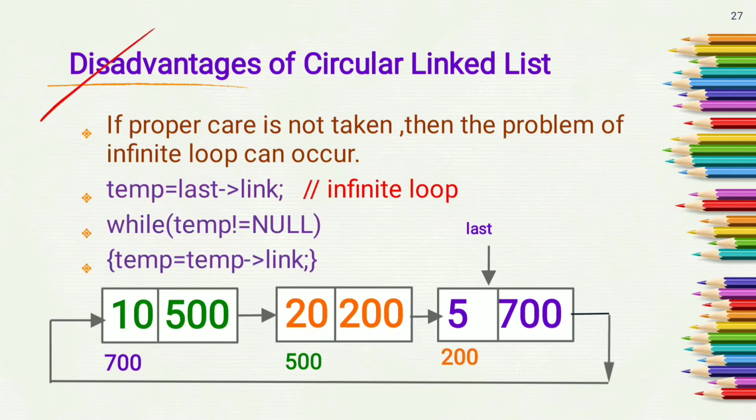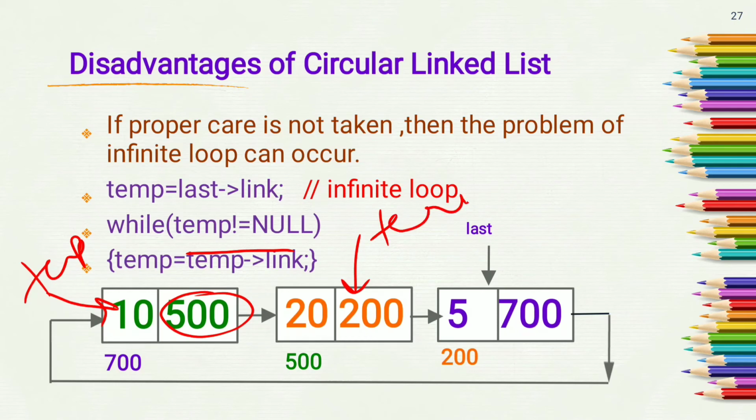Next are the disadvantages of circular linked list. If proper care is not taken, then the problem of infinite loop can occur. Suppose in a program I write temp equals last link, that means the address of the first node, as the link part of the last node contains the address of the first node. Initially temp will be at the first node. As temp is not equal to null, temp moves to temp link, that means address 500.